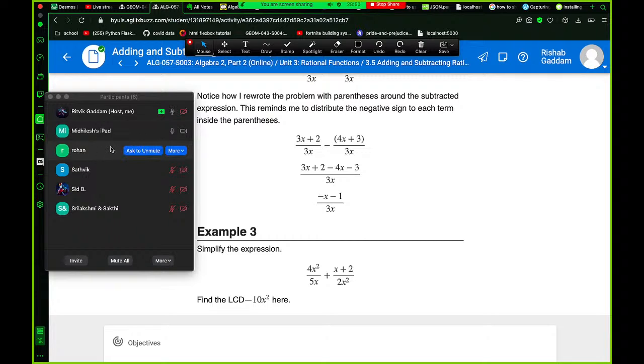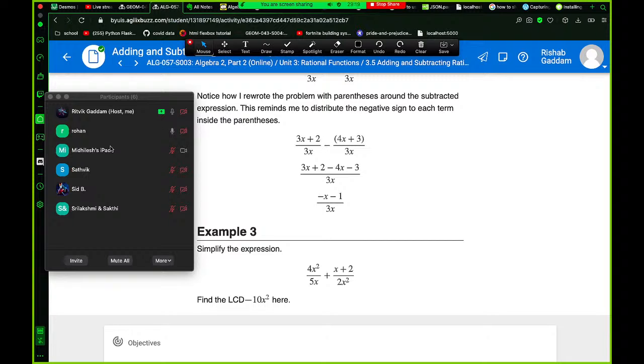So let's move on to Rohan. Rohan, can you do this one? Can you tell us the first step? Hello, Rohan, are you here? Yeah, I'm here. Sorry, I joined like 5 minutes ago, so I'm not exactly sure, but I'll try.